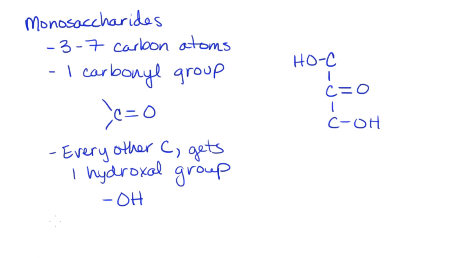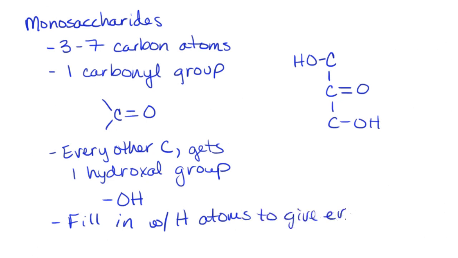The only other thing we have to remember here for monosaccharides is that we're going to fill in with hydrogen atoms to give every carbon 4 bonds. So for this top carbon, we could add in 2 more hydrogens. The middle carbon does not need any because we can already see 4 lines coming off of it. And then this carbon on the bottom is also going to get 2 hydrogens. So that right there is the structure of a very simple monosaccharide.